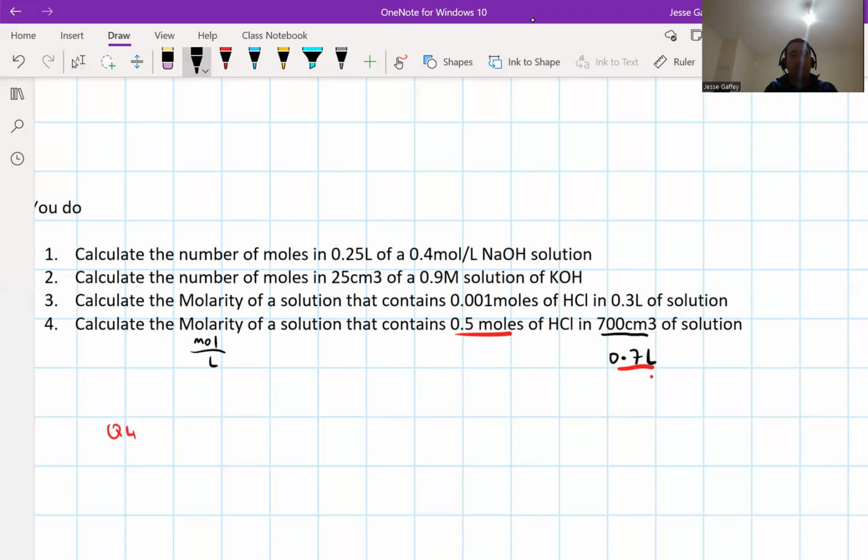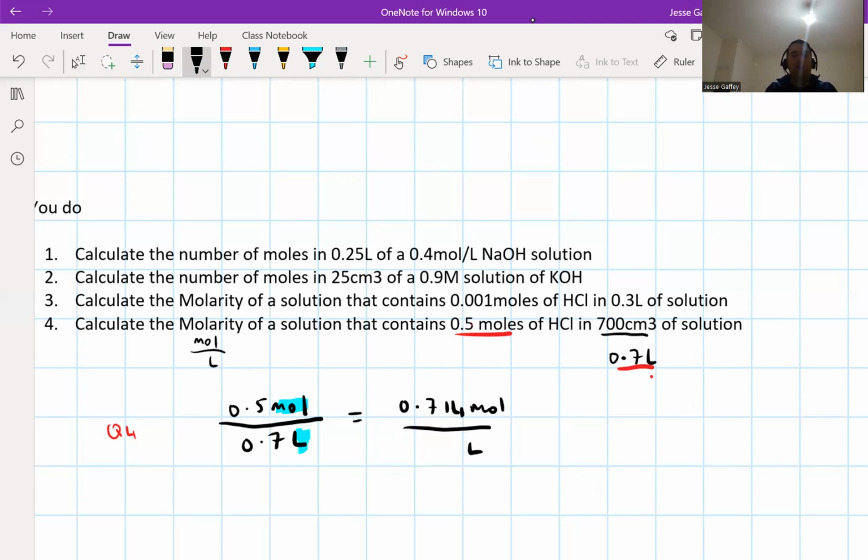So this is actually pretty straightforward. There's not too many steps here. We just put 0.5 moles. That's what we're starting with. And we know that's in 0.7 liters. Okay, so look at our units, they are actually right here, moles per liter. So there's no conversion here. You just put the number of moles you have over the number of liters you have, and that'll give you your answer in moles per liter. So what I'm going to do here is 0.5 divided by 0.7, and that gives me 5 over 7, or 0.714, and that is moles over liters.